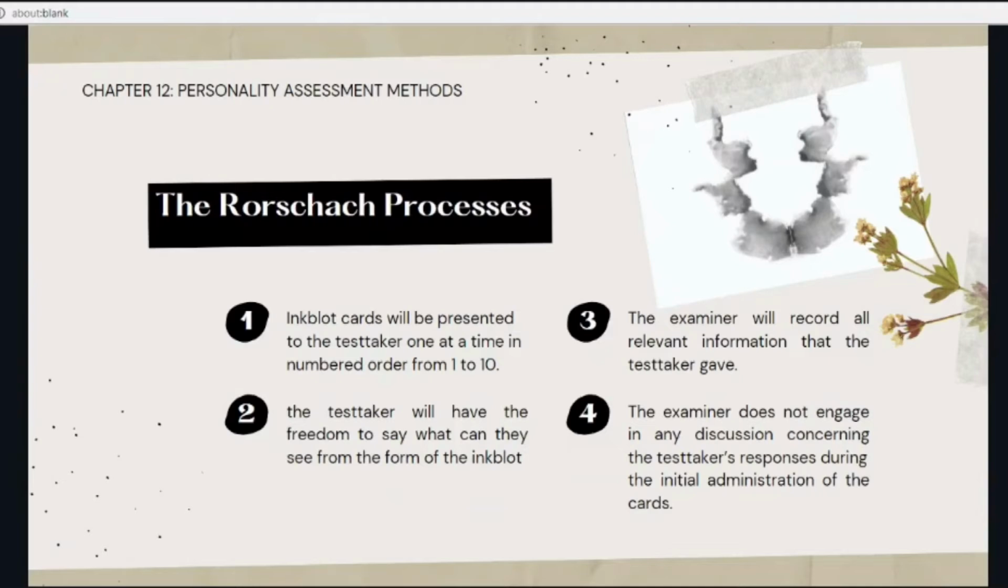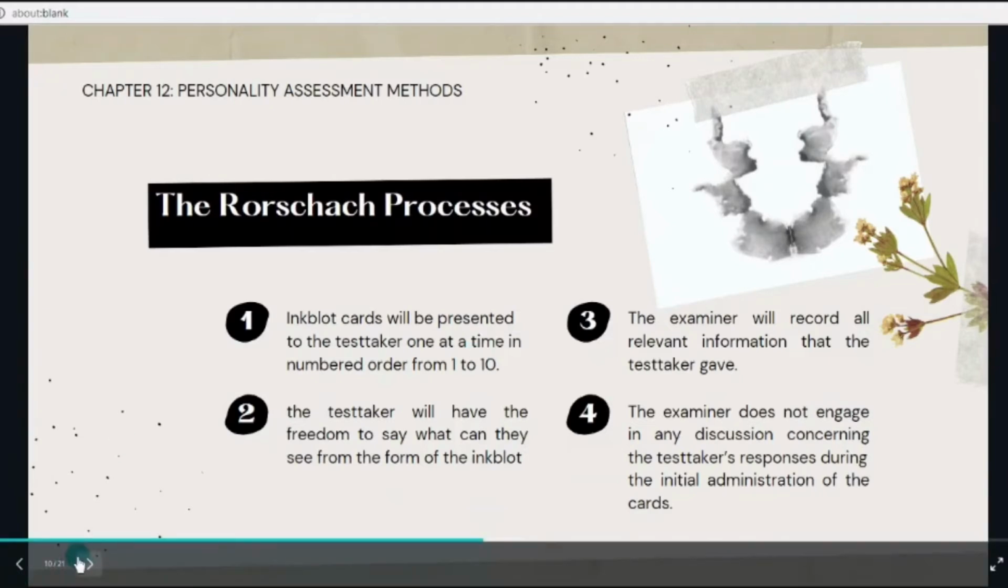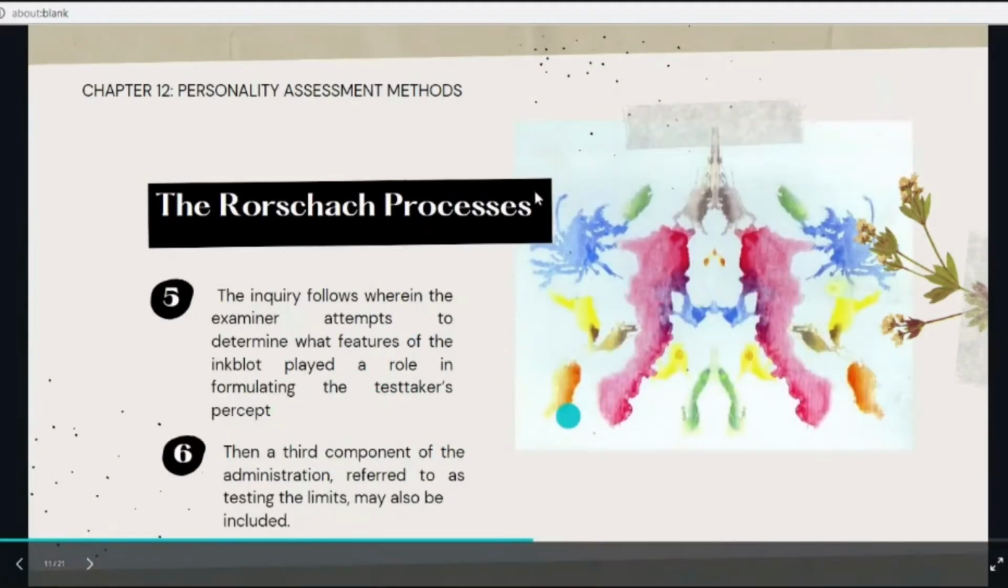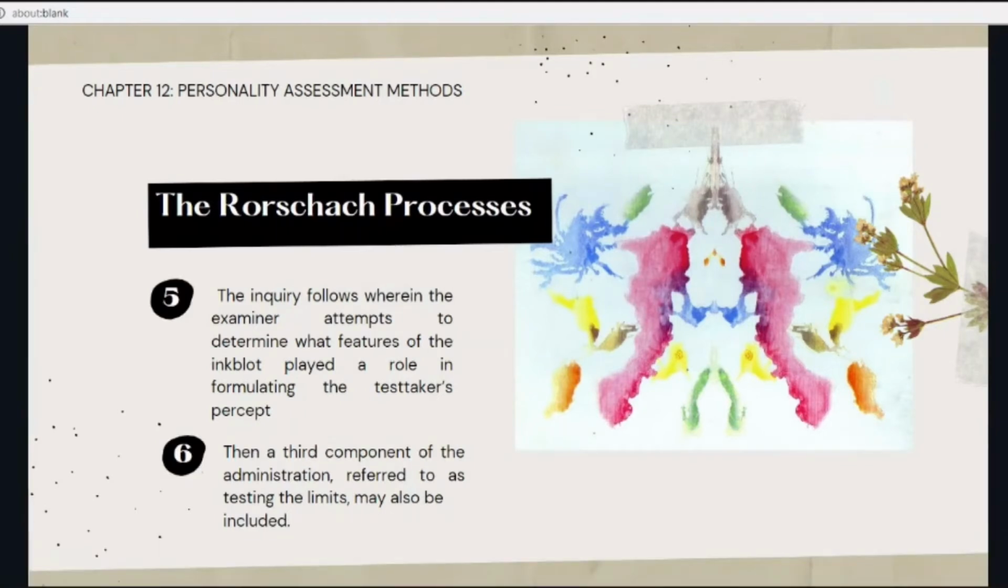Then the examiner does not engage in any discussion concerning the test taker's responses during the initial administration on the cards. So the test taker has all of the freedom to talk about what they can see during the administration. Now, the inquiry follows wherein the examiner attempts to determine what features of the ink blot played a role in formulating the test taker's percept.